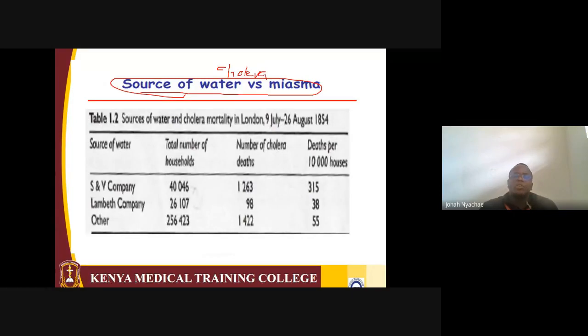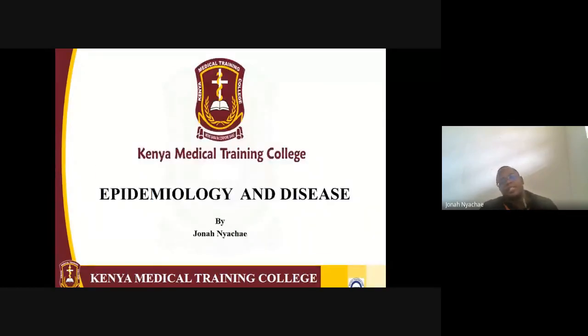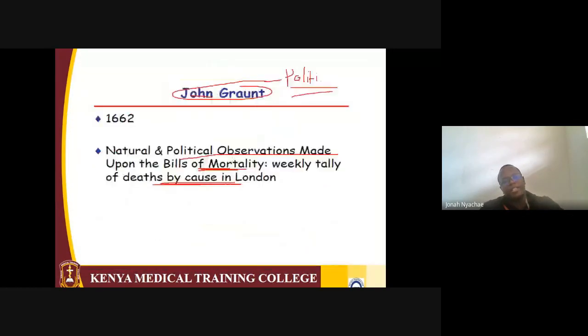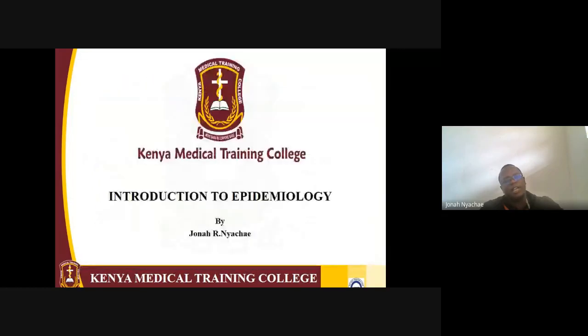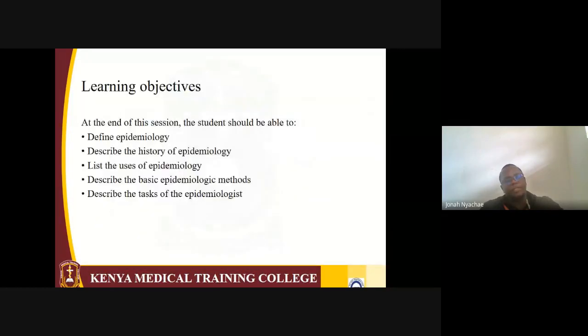Yeah. So from there, you could advise and was able to help in that area, where he was able to prevent this outbreak of cholera by just following the definition of distribution and looking at the risks. So that is about the first part, which is basically to define epidemiology, to do the history of epidemiology.